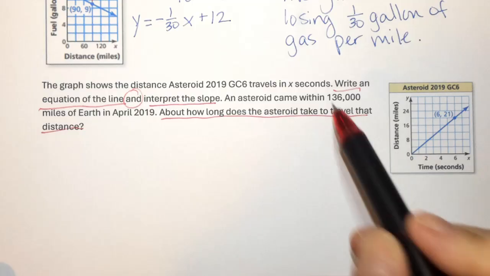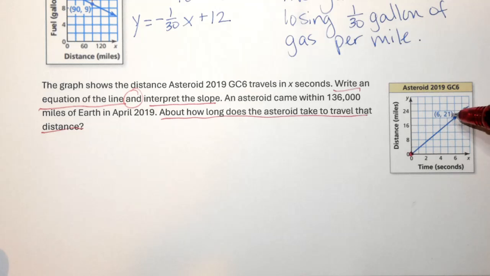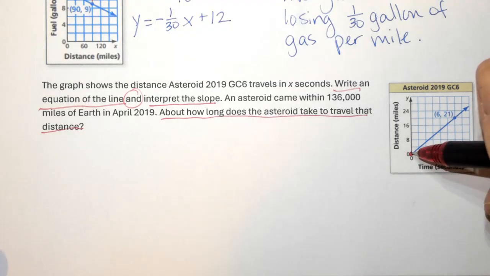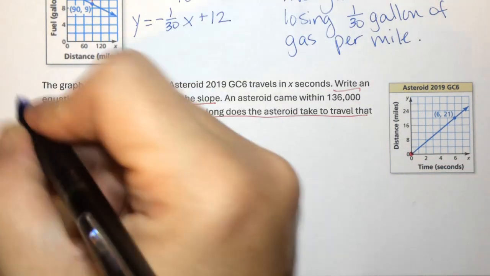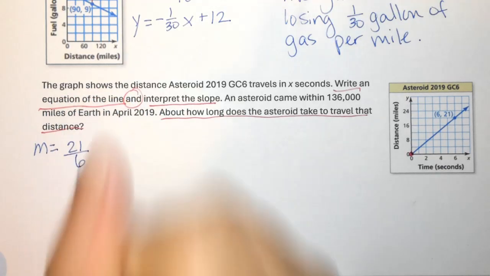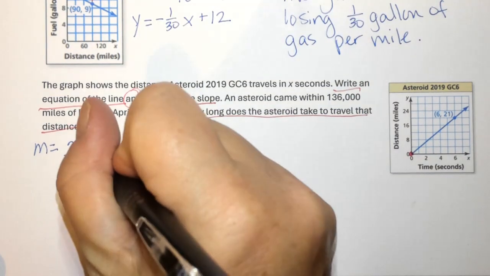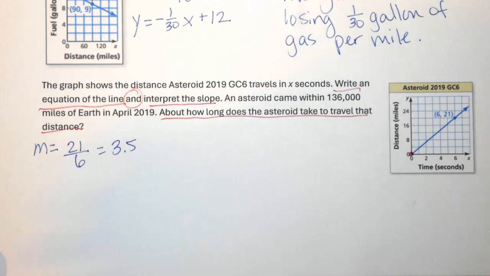So let's start with writing an equation. Looking over here, I see my y-intercept is right there. They give me this point. So just like our first example with our friend that was hiking, we could do 21 minus 0 over 6 minus 0 to get our slope. So our slope is 21 minus 0, which is 21, over 6 minus 0, which is 6. If we divide that in a calculator, again, we get 3.5. So 3.5 is our slope.